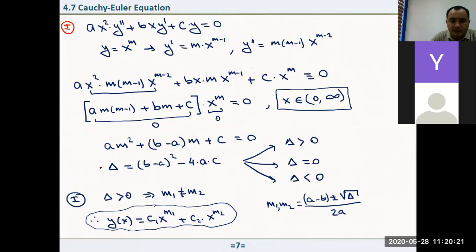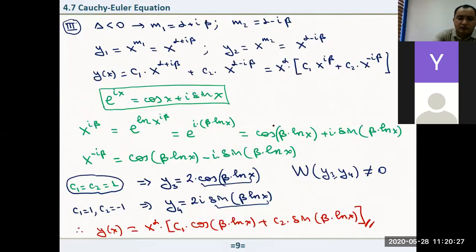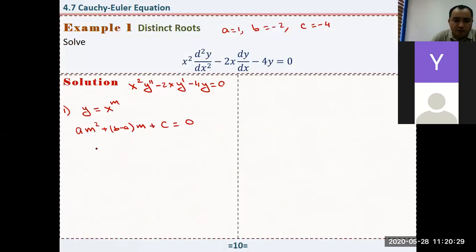So here we have am² + (b − a)m + c = 0. That's our quadratic equation, right? So from here, what is a? a equals 1. So here we have m², b equals −2, so −2 − 1 is −3m, and c equals −4. So −4 is equal to 0. It's just a quadratic equation.